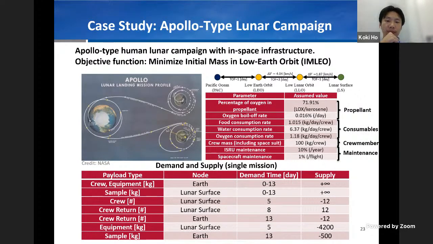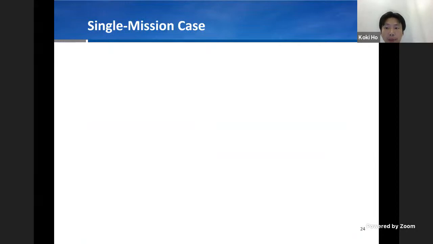This example is, by the way, I'm happy to share the slides if there's any interest from this audience. There's a case study here that we consider, which is like an Apollo-type lunar campaign, but we have a larger demand this time. So we tell the optimizer that we want to send a human crew to the moon and back, and we also want to carry some more equipment, and bring back some samples. So this is basically what this table is saying. This is what we tell the optimizer, and we also give the optimizer some parameters for food consumption rate, water consumption rate, and all these things. And then we run the optimization, and let's see what comes out as a solution.